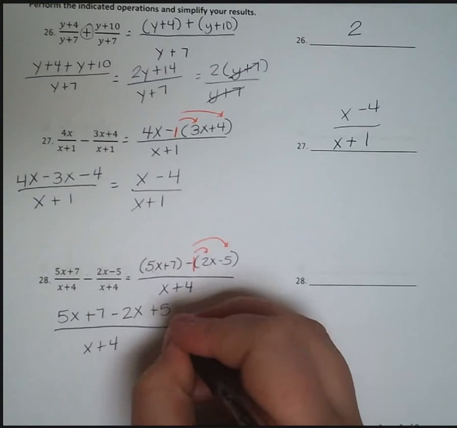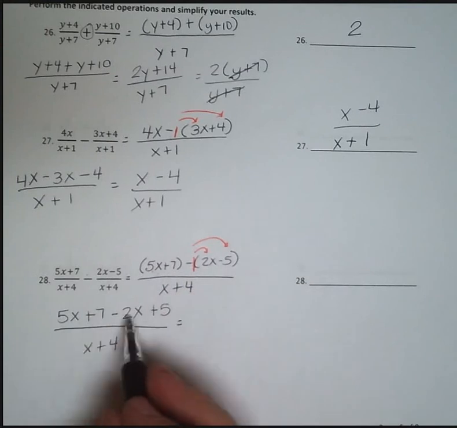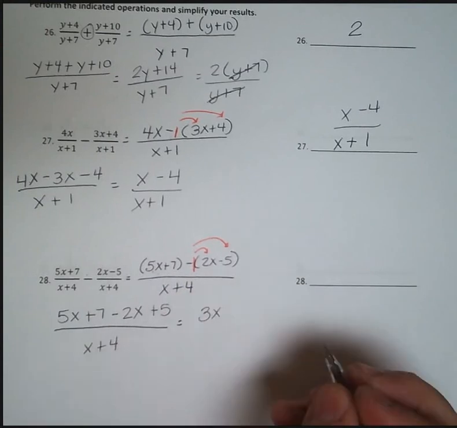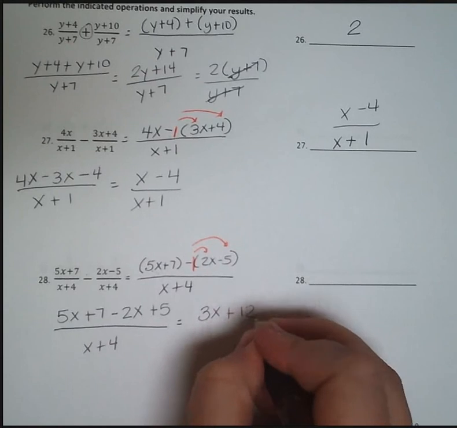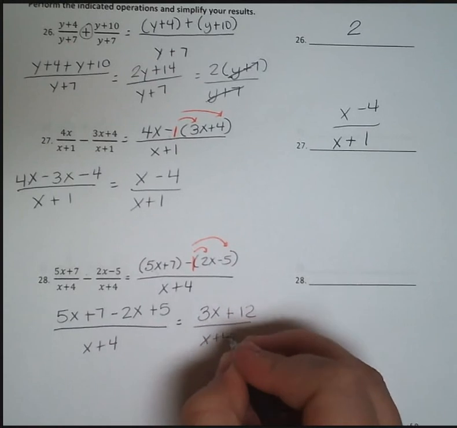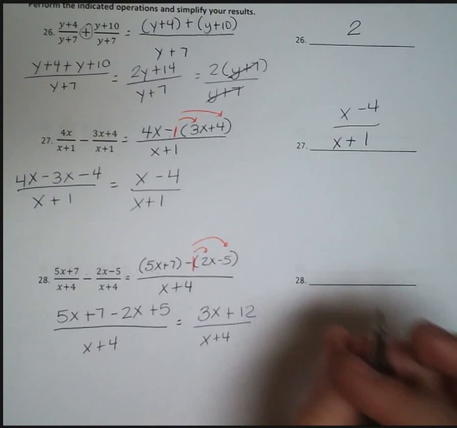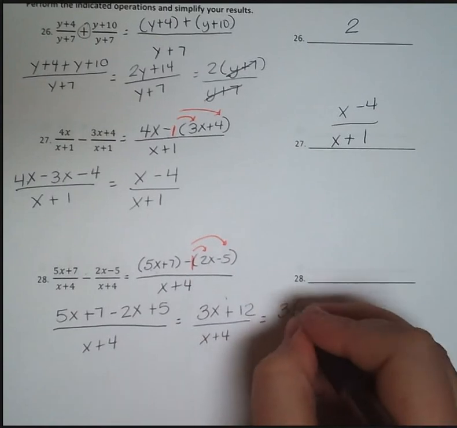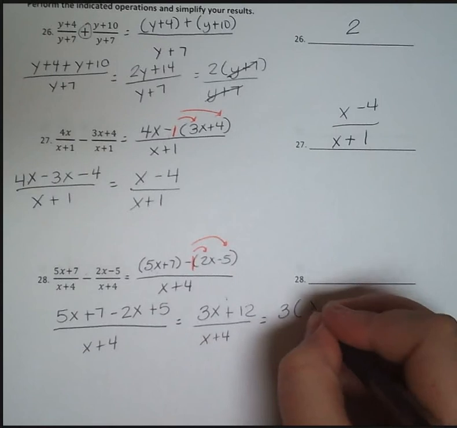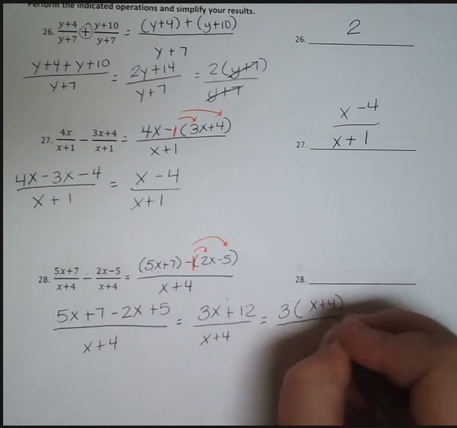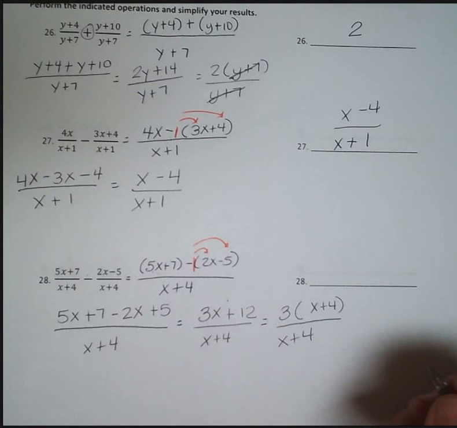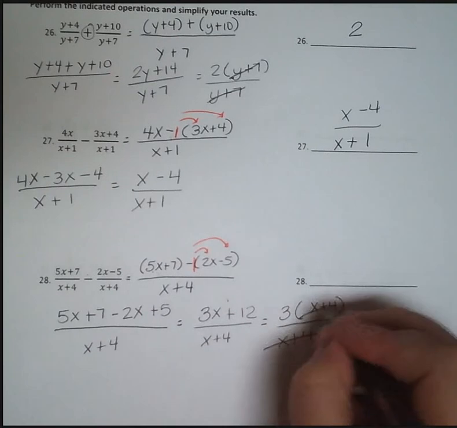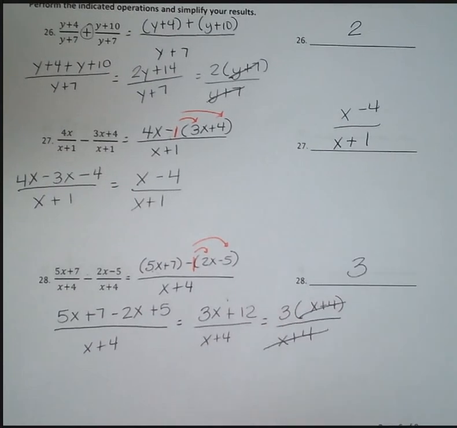Now I combine my like terms to give me a 3x plus 12 over x plus 4. I can factor my numerator. When I pull out a 3, I'm left with x plus 4 over x plus 4. Your x plus 4's cancel, leaving you with an answer of 3.